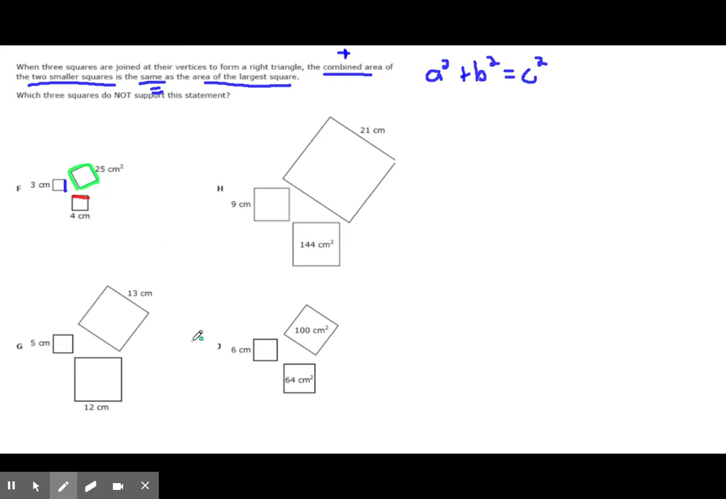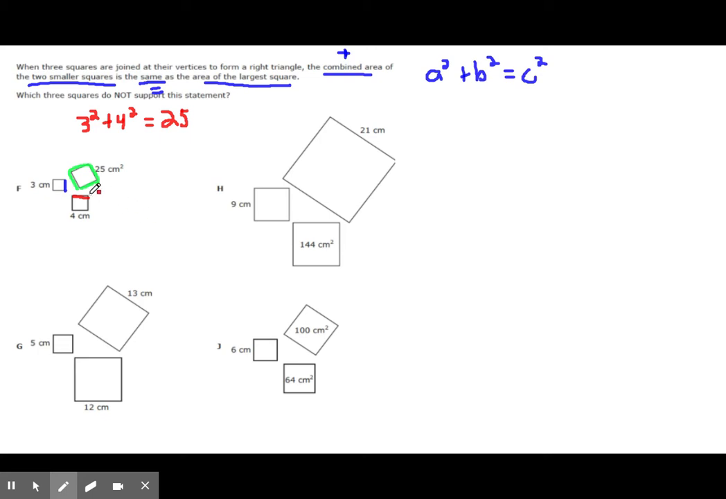So one way I can set this up is I know that 3 squared plus 4 squared, because my Pythagorean theorem says I'm going to square each side, is equal to, now this time it's giving me the whole area. It's already giving me the squared. So I can just set this equal to 25. That's one way I can set this up.